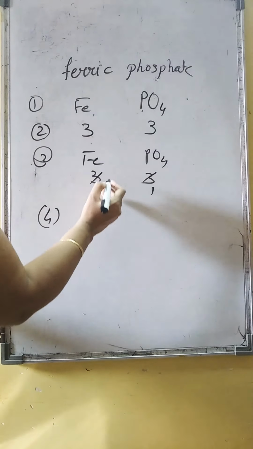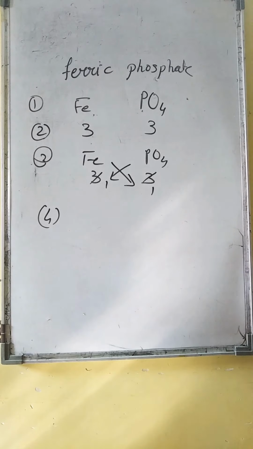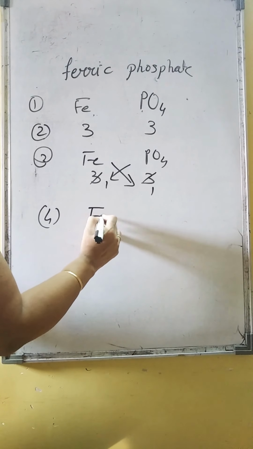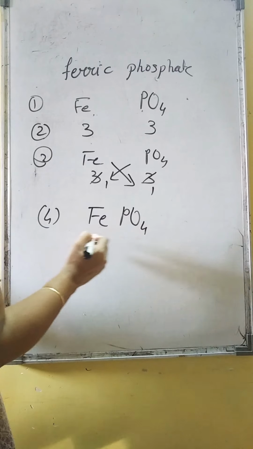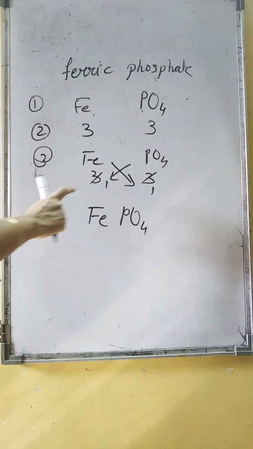Okay, so you will do it. And only after taking it in the reduced form, then you are going to do the cross multiplication. So you will have Fe one time and PO4 also one time. So FePO4. Clear? This part is important.